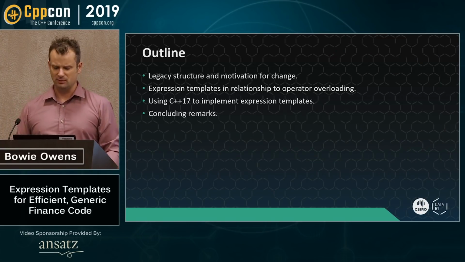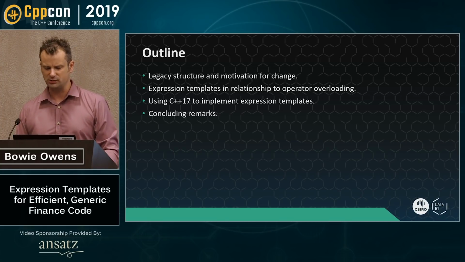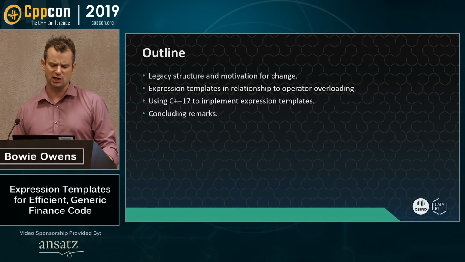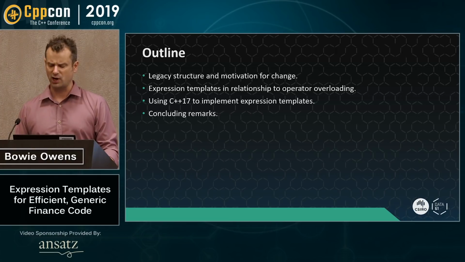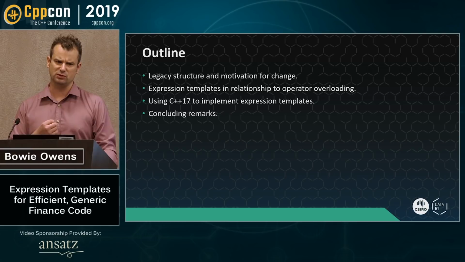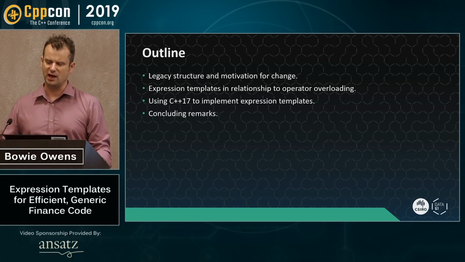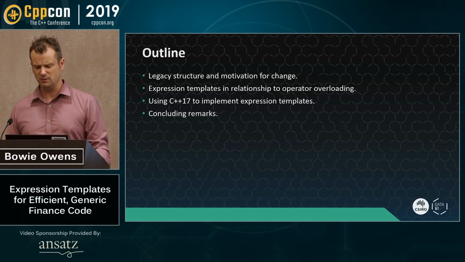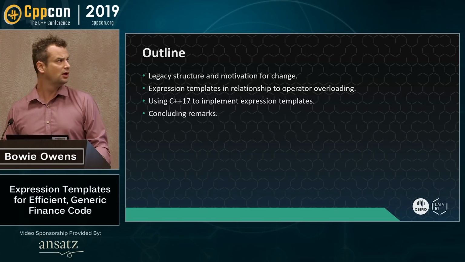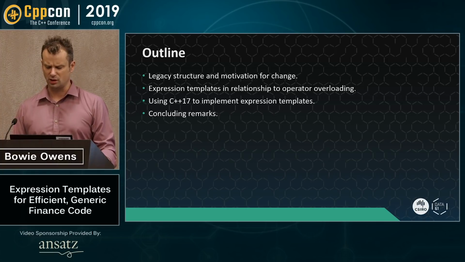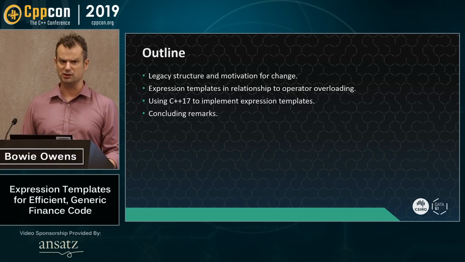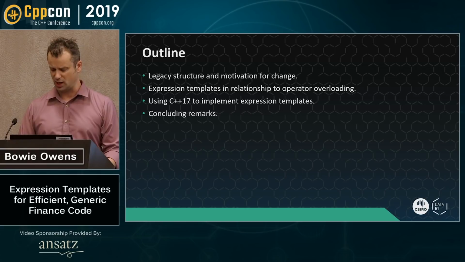I'm going to begin by showing some of our code before we changed it to use expression templates and discuss the motivation for that change. I'll introduce expression templates and their relationship with operator overloading. Then the majority of the talk is going to be how I have implemented expression templates, but with an emphasis on how C++17 makes this easier than ever before. And then I'm going to conclude the talk with a brief summary and some links to related talks that I think are helpful.